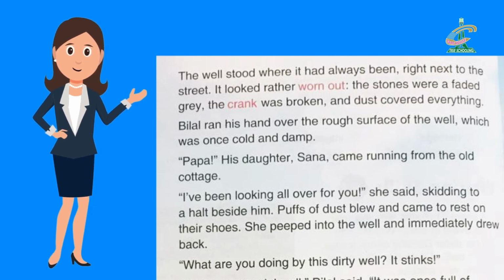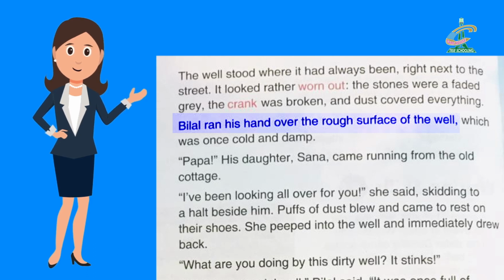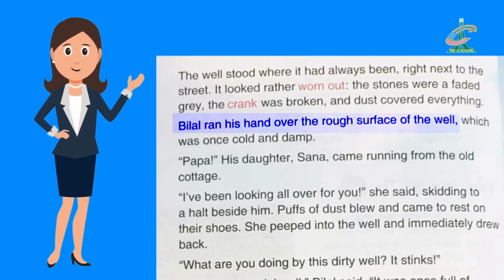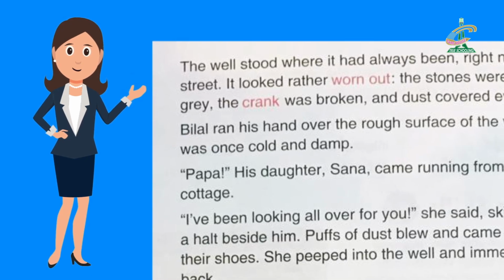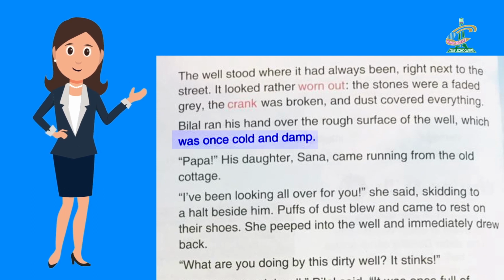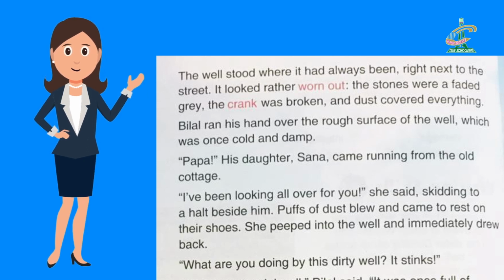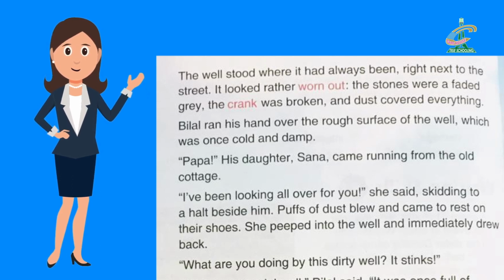Let's read further. Bilal. Bilal is Sana's father. Bilal ran his hand over the rough surface of the well. Bilal put his hand over the rough surface. It means the surface was uneven. It was rough, which was once cold and damp. Damp means slightly wet. So it was once cold and damp. It was cold, it was damp, and it was very pleasant. But now it's neither cold nor damp. It's rather something unpleasant. Getting my point?